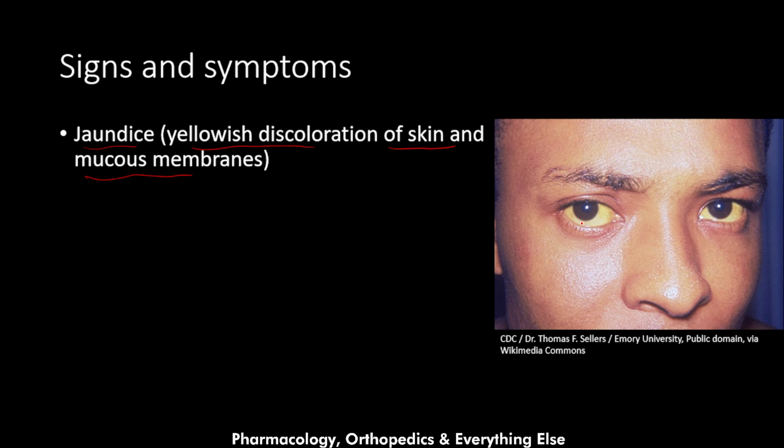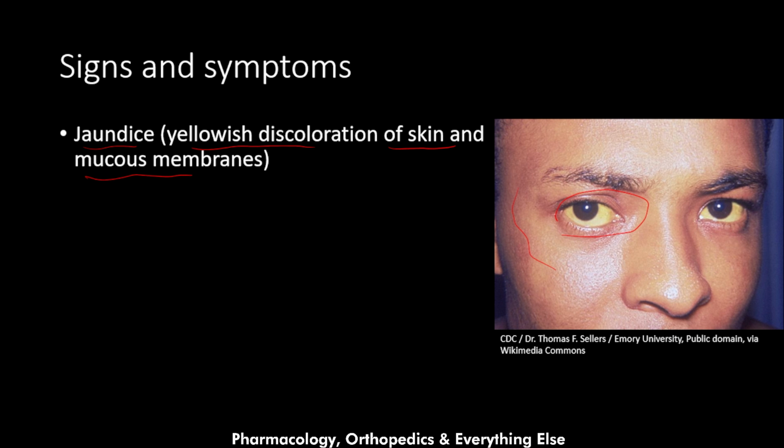Like in this picture, we can see the sclera is yellow and the skin is also yellow. And this is because one of the functions of the liver is to metabolize bilirubin. Bilirubin is a breakdown product of the RBCs. So when the RBCs break down, one of the breakdown products is bilirubin. And bilirubin, as we mentioned, is metabolized by the liver.